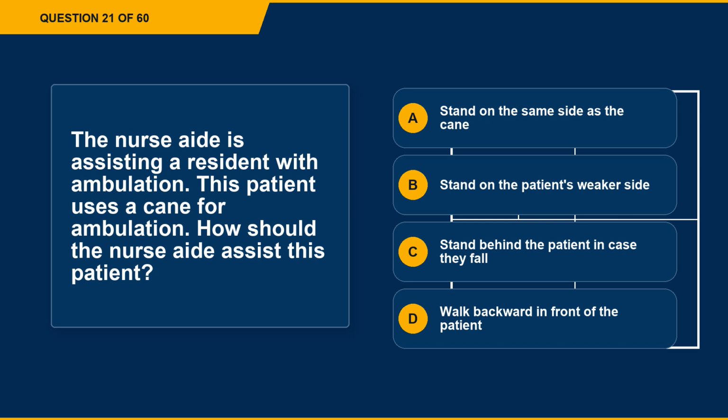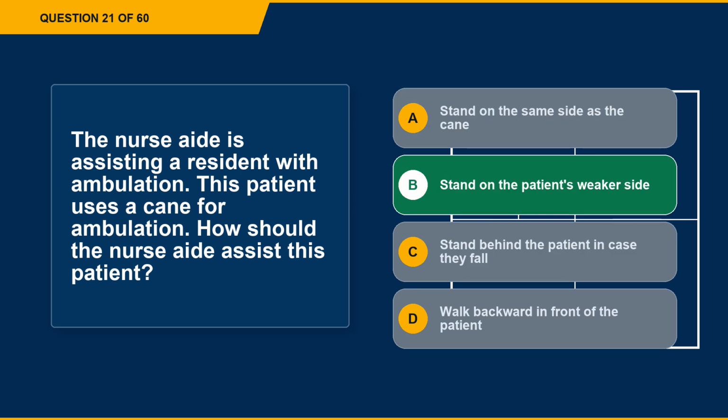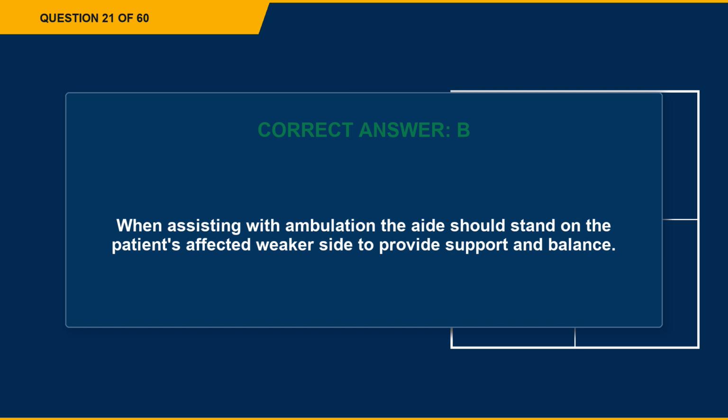Option B, stand on the patient's weaker side. Option C, stand behind the patient in case they fall. Option D, walk backward in front of the patient. The correct answer is option B, stand on the patient's weaker side. Explanation: when assisting with ambulation, the aide should stand on the patient's affected weaker side to provide support and balance.